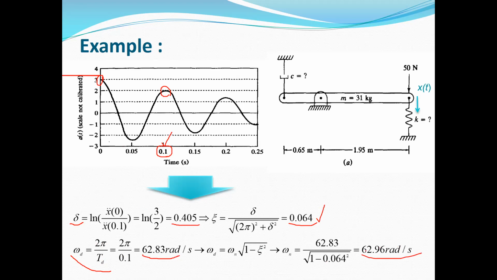And by using the omega d and the damping ratio, we can obtain the natural frequency of the system, and it's equal to 62.96. As you can see, the value of the omega n is very close to the omega d, or the natural frequency of the undamped system is very close to the natural frequency of the damped system, and this is due to the small value of the damping ratio, because the damping ratio is very small. So we can conclude that omega n is very close to omega d.